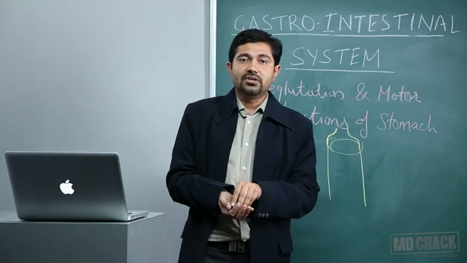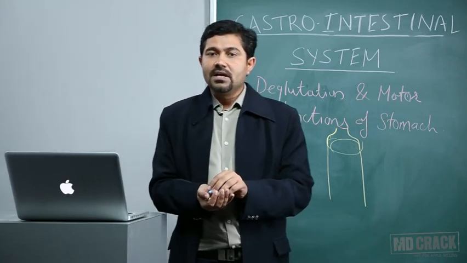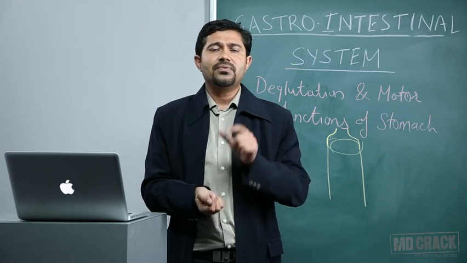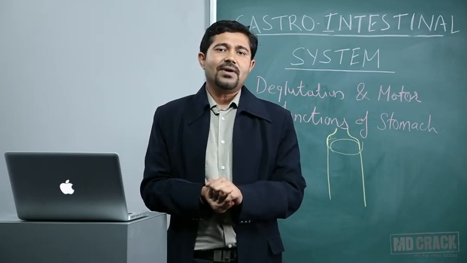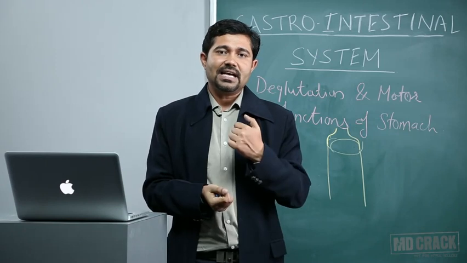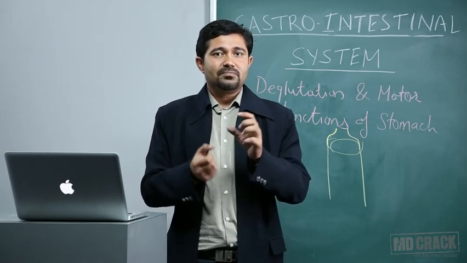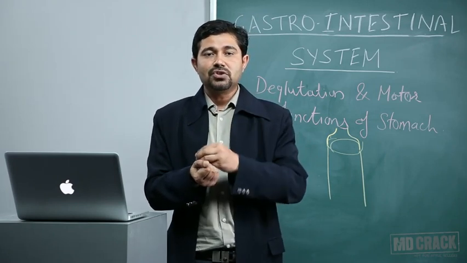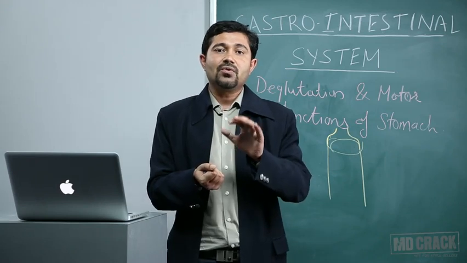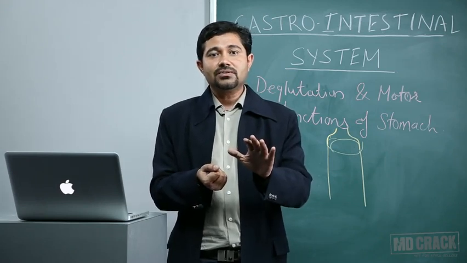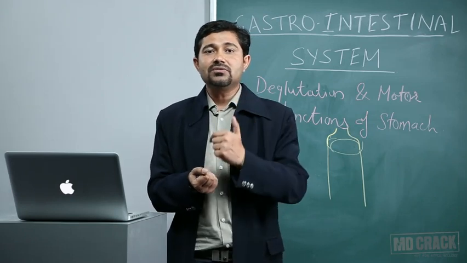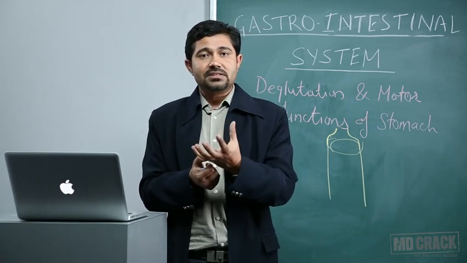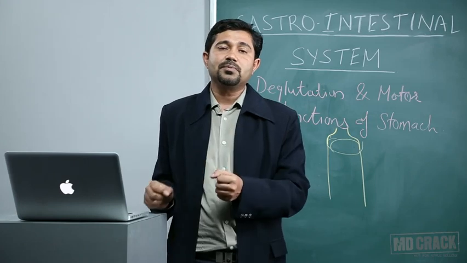Now coming to deglutition, or the swallowing reflex. Deglutition is a complex process. Why is it a complex process? Mainly because of the pharynx. What is the peculiarity of the pharynx? The pharynx is a passage for both the air as well as the food. So the air passage should be closed for some time and only the food should go. Not only that, the food should not go into the larynx and the trachea, but only into the esophagus. Because of this, deglutition becomes a much more complex process.